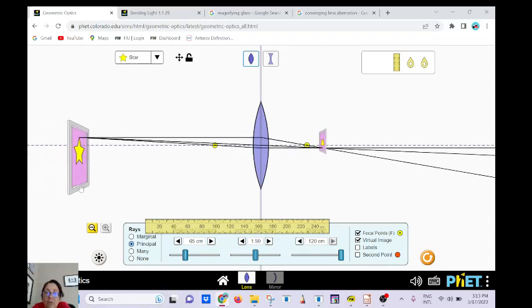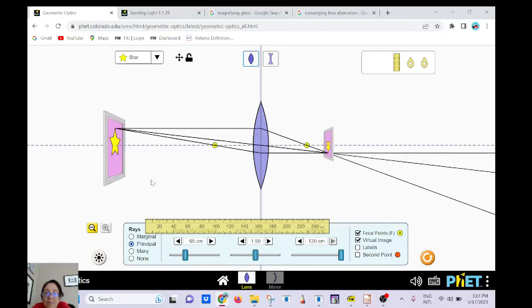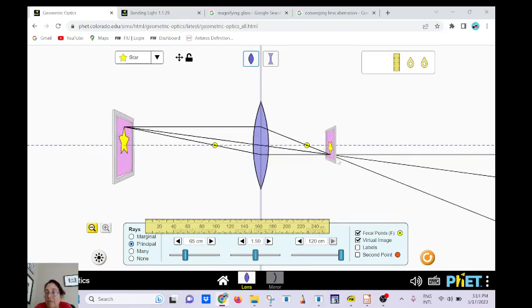Now, if I come closer, you see it's getting bigger here. And the image here is moving farther away, but it's getting bigger. It's still upside down, although for a star, it doesn't matter. And it's real because it can be displayed on a screen. Okay. So, for example, if you take a magnifying glass and the star is the sun, you can see the image of the sun on your piece of paper. It's going to be tiny, but it's real because you can see the sun here.